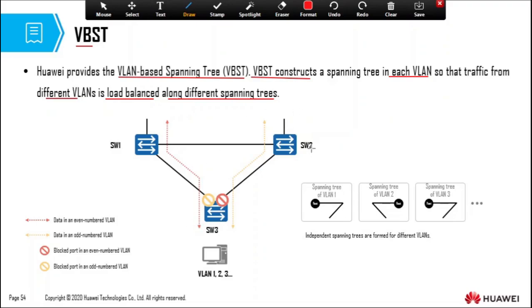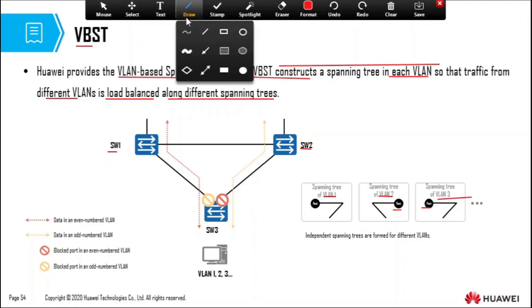So it's almost similar to MSTP. The only difference is that it can create a tree for each VLAN. But really it's almost the same thing. For VLAN 1, it creates that tree, where switch 1 is the root. For VLAN 2, switch 2 is the root. For VLAN 3, this one is the root, but we've blocked a port.